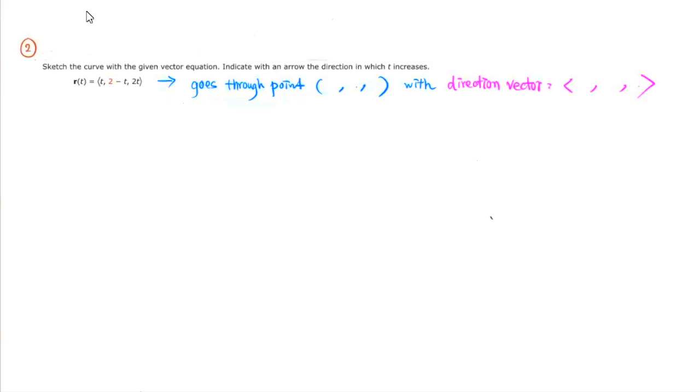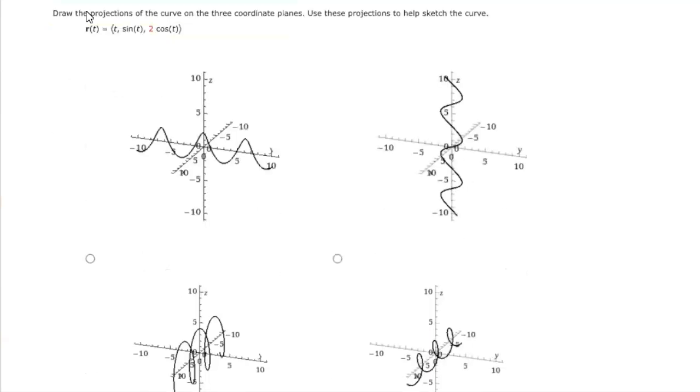So you can actually get this without using any mapping device. You try to think about it. You get the point, and you also get the direction vector. From this one, which way do you move? Move one in the x direction, negative one in the y direction, positive 2 in the z direction. You've got the two points, so you can draw the space curve. Next one over here.